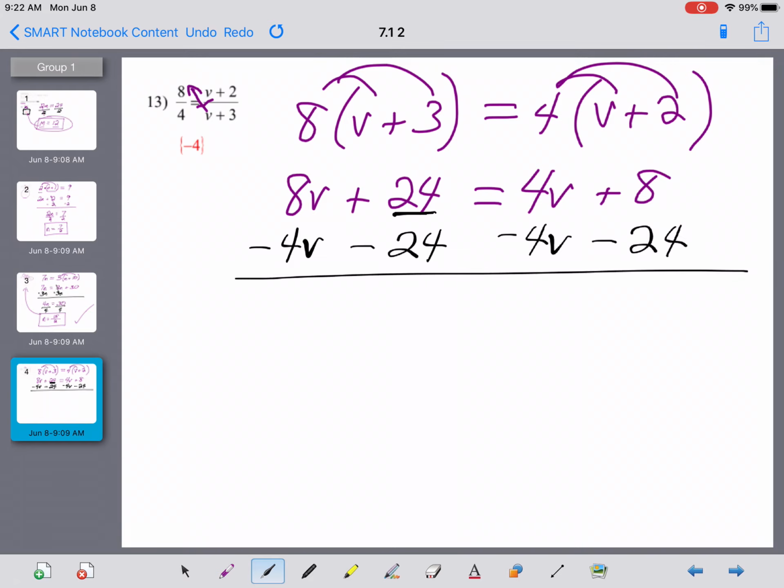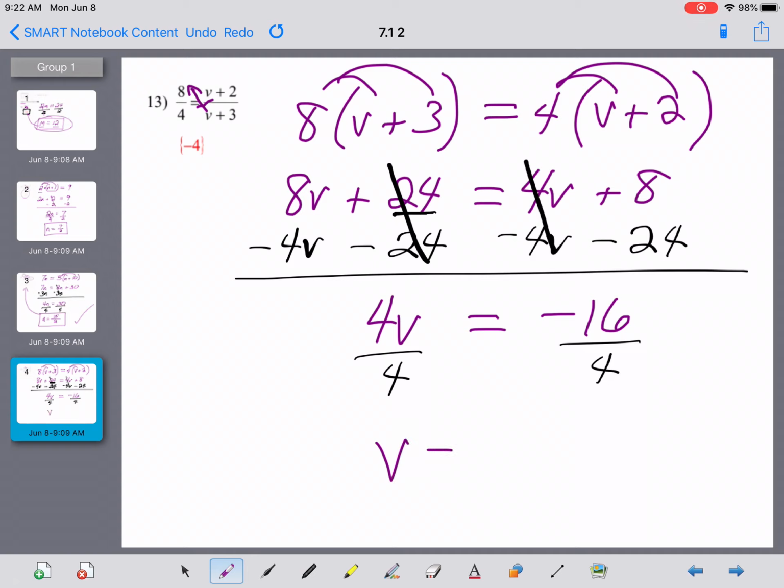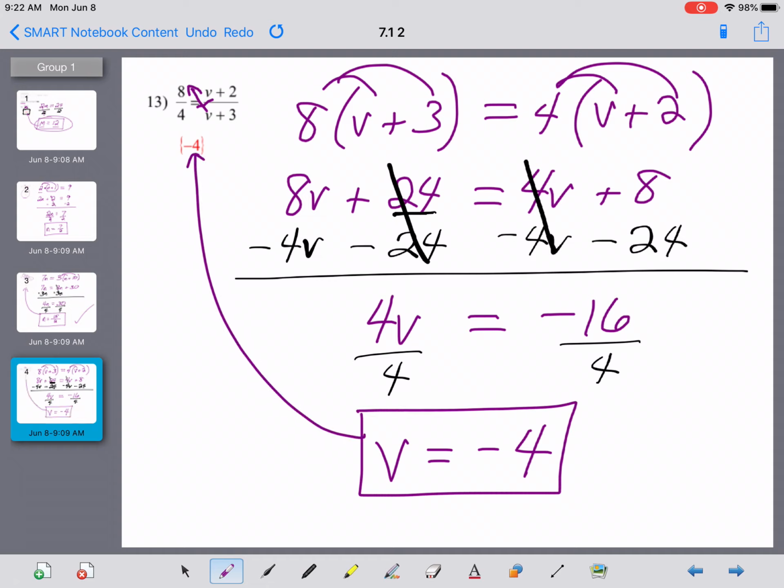So what cancels here? The 24s on the left cancel. The 4v's on the right cancel. And what does it leave us with? 8v minus 4v is 4v on the left, equals, and a positive 8 minus 24 is going to get us negative 16 on the right. Last thing to do here is to divide both sides by 4, and we're going to get v is equal to negative 16 divided by 4 is negative 4. Okay, and there's our answer.